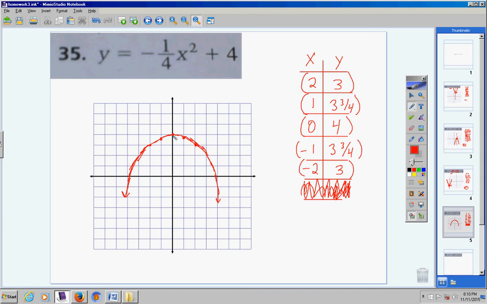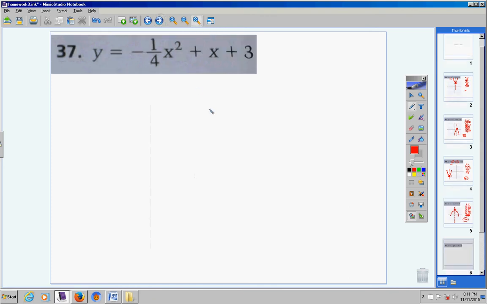Now, here's my vertex. If I asked you for the vertex, you would say 0, 4. Notice how your A was negative and it opened downward like we said it would. If I asked you for your axis of symmetry, you would say x equals 0, because an axis of symmetry is going to be vertical and it's going to cross the x value of my vertex, 0. So it's going to cross right through the parabola right here. There's my imaginary dotted line. So there's your axis of symmetry, x equals 0. Alright, moving on. 2 more and we're done.